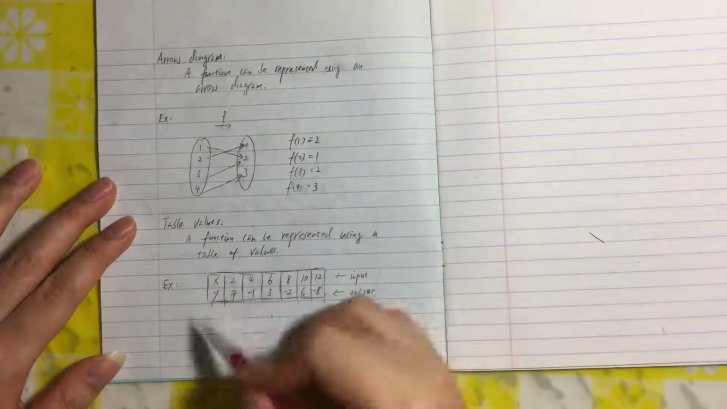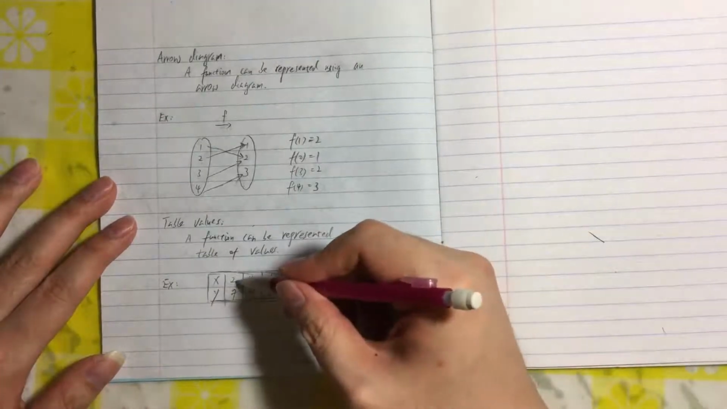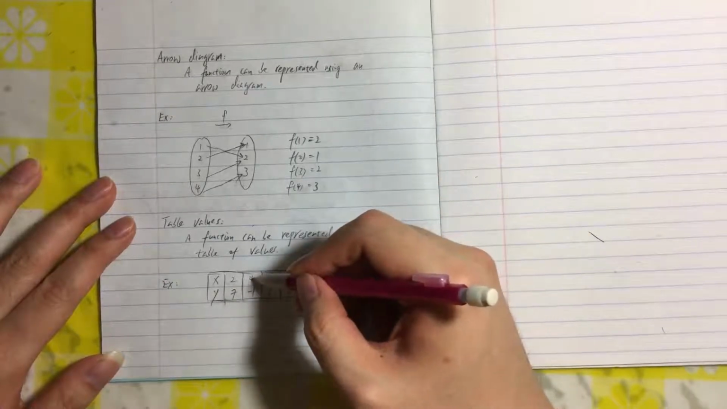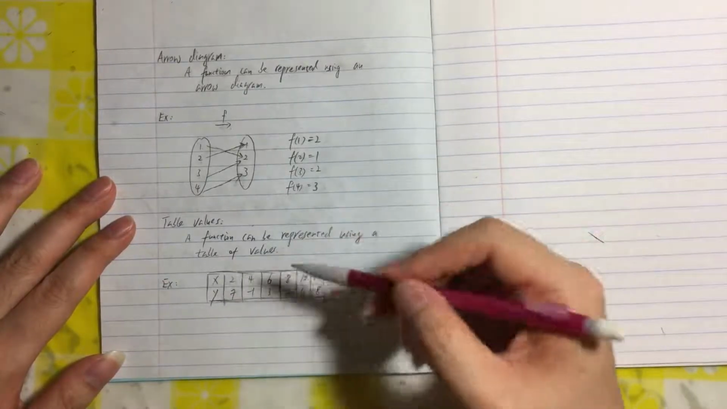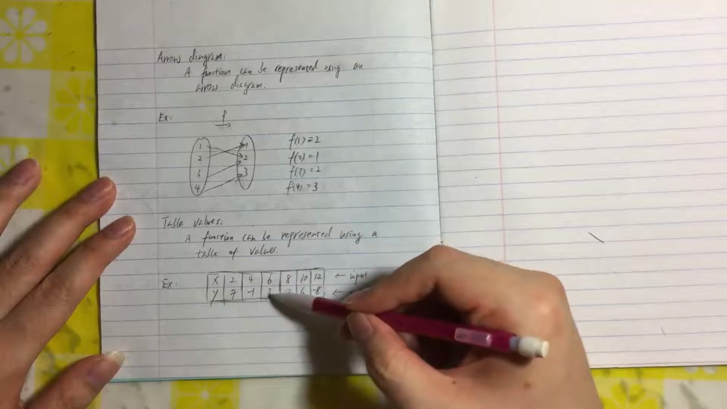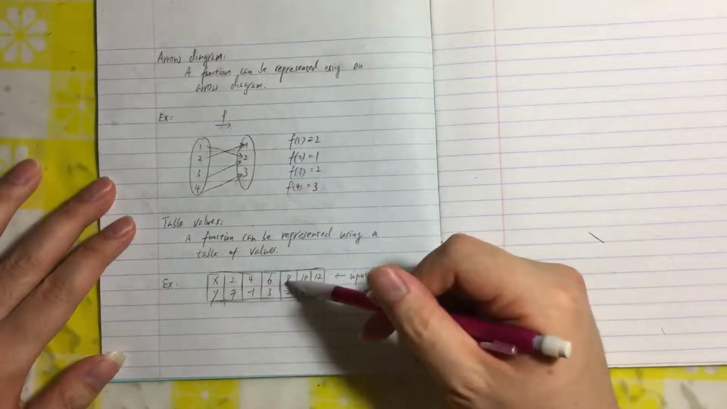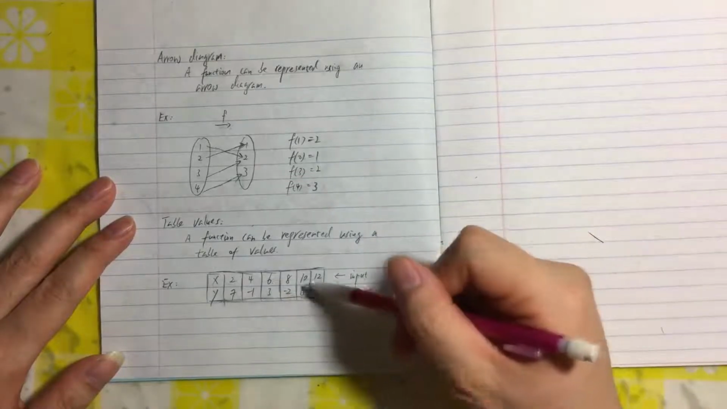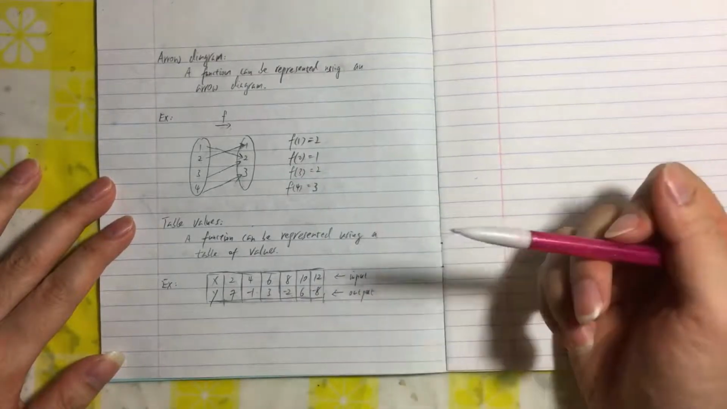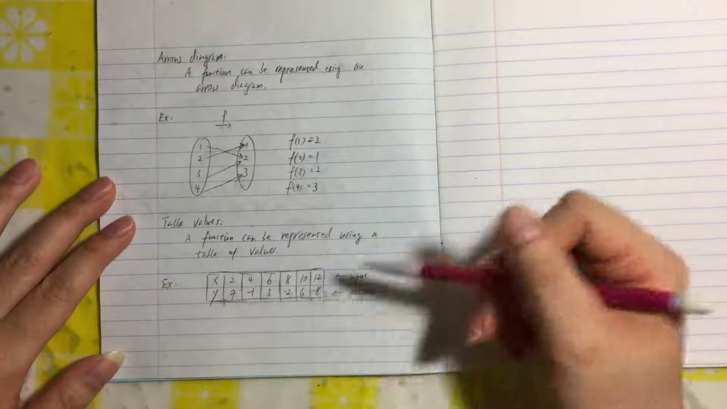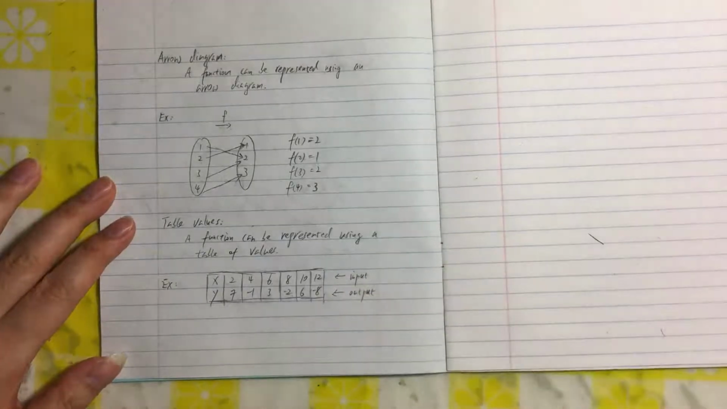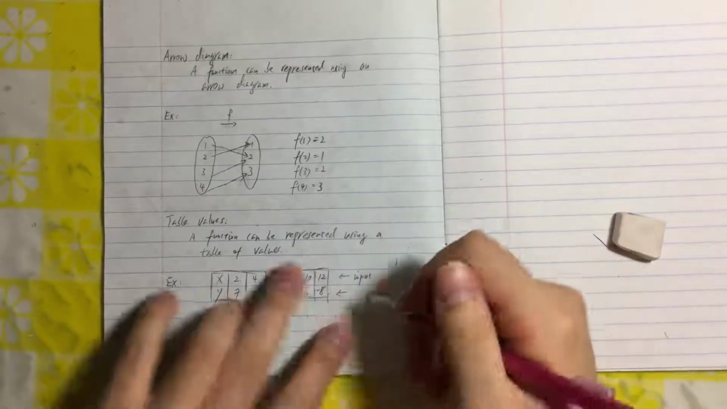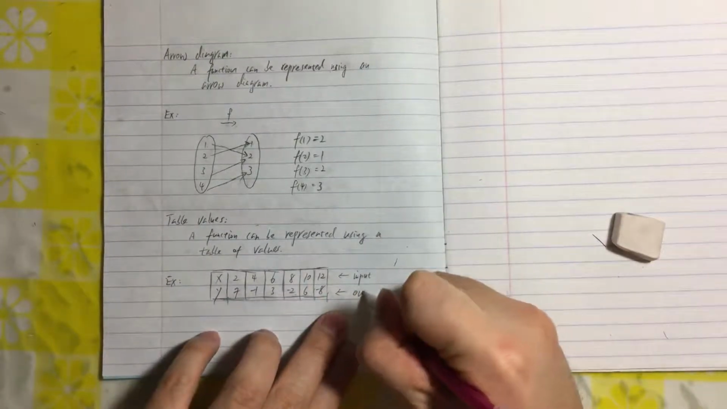So for this table of values, when the input is 2, output is 7. When the input is 4, output is -1. When the input is 6, output is 3. When the input is 8, the output is -2. When the input is 10, output is 6. When the input is 12, output is -8. So for a table of values, we consider the upper row as input, lower row as output.